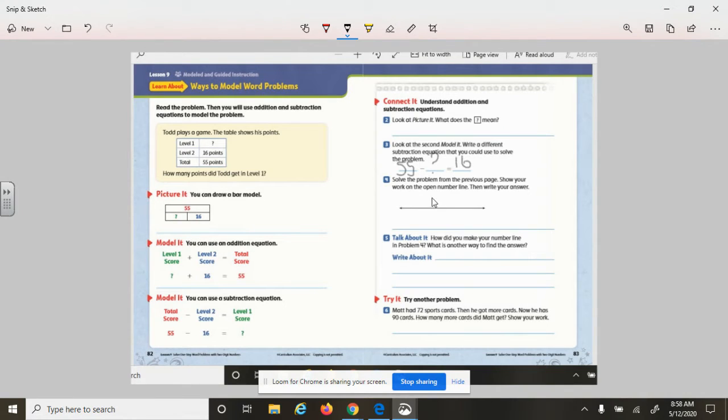Down here, we're going to look at the problem from the previous page and show our work on the number line, then write our answer. So if I were trying to show my work on this number line, I could start at 55.